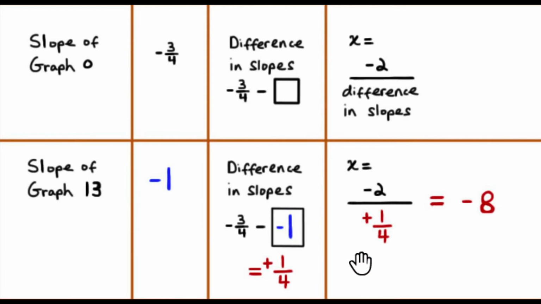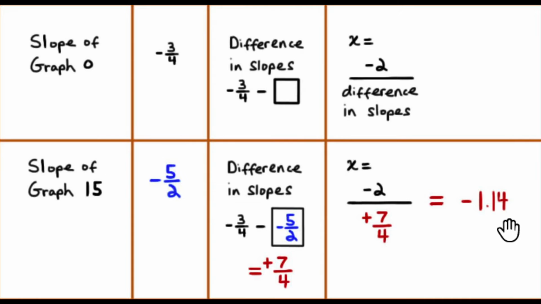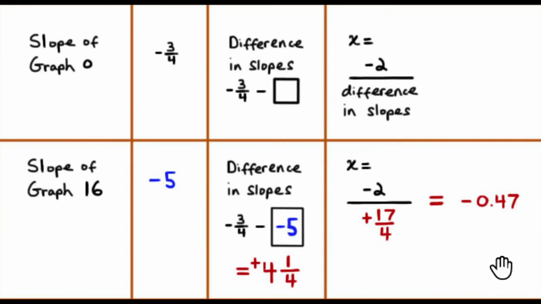But this difference now is going to get larger. The lines are moving, the slope is moving towards the y-axis. So this difference is getting larger as a positive value, which means that the corresponding x-coordinate is going to get smaller as a negative value. So this is getting smaller, it's moving towards the y-axis.